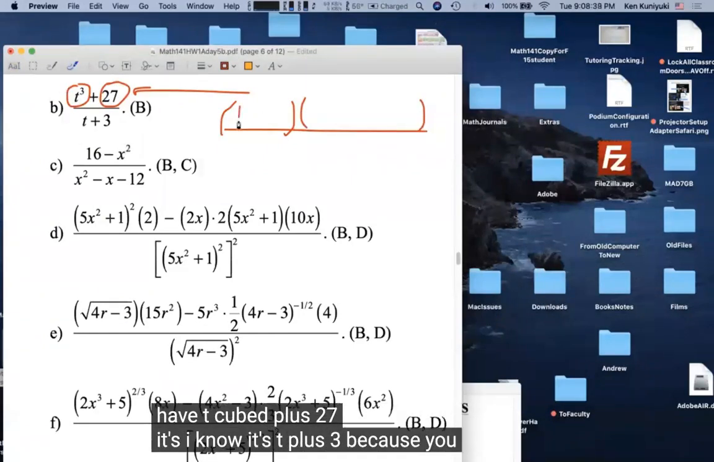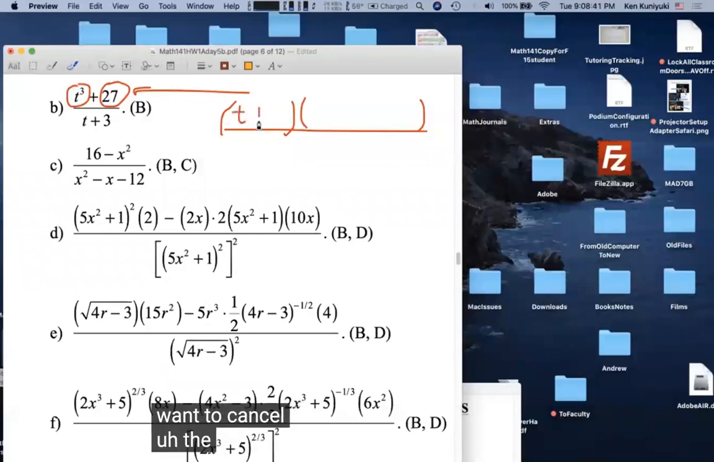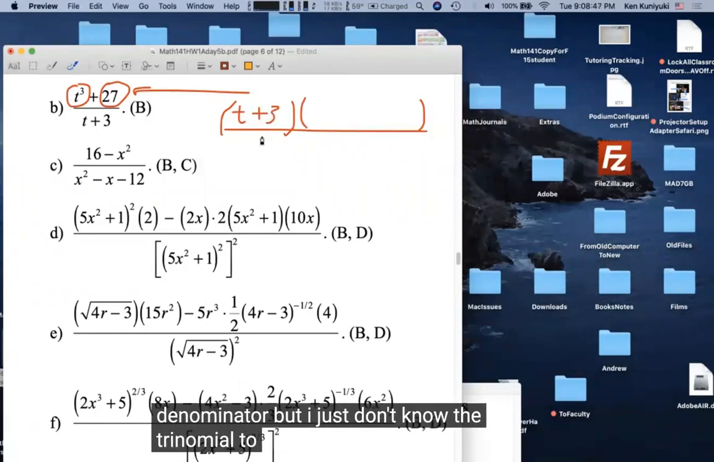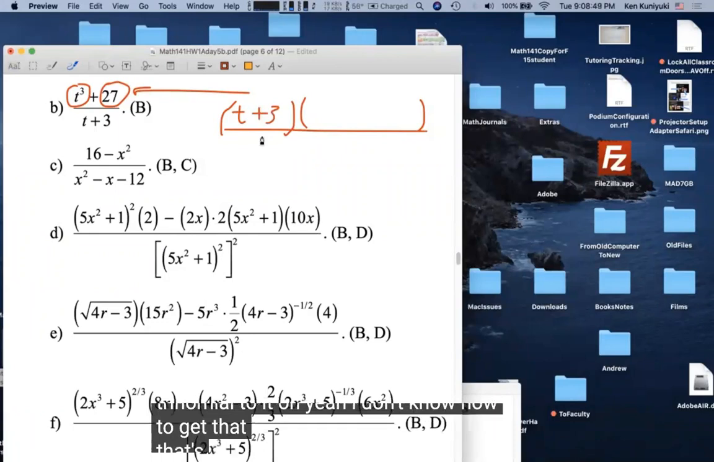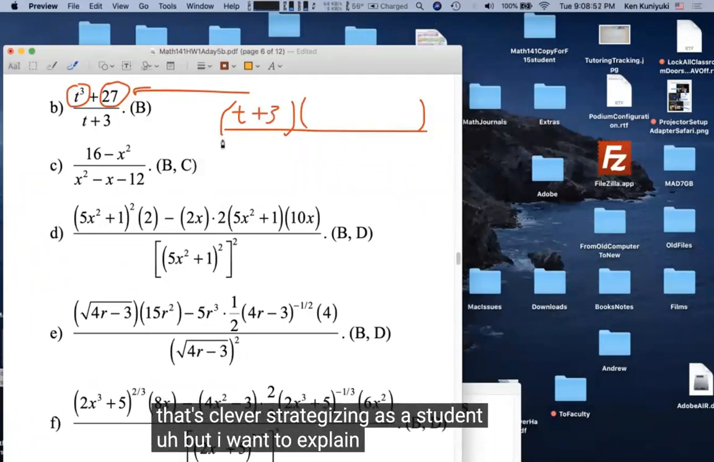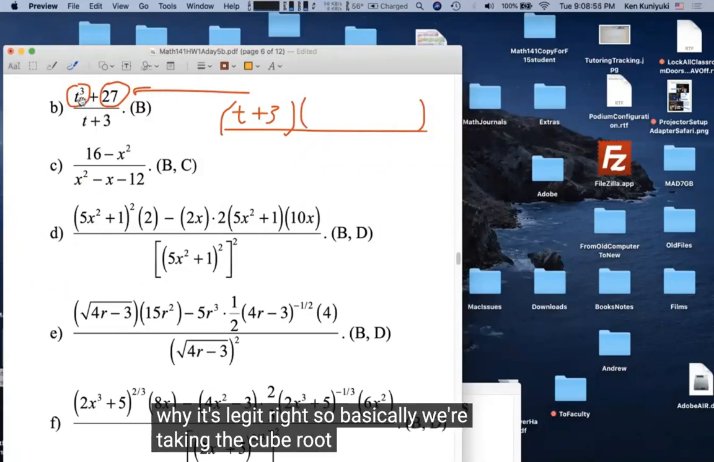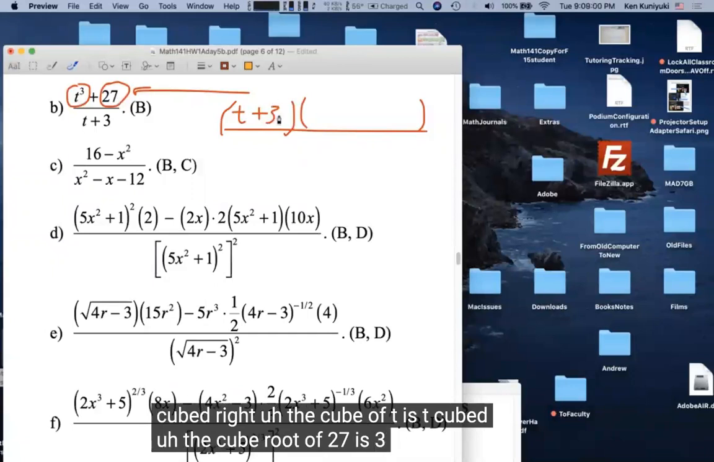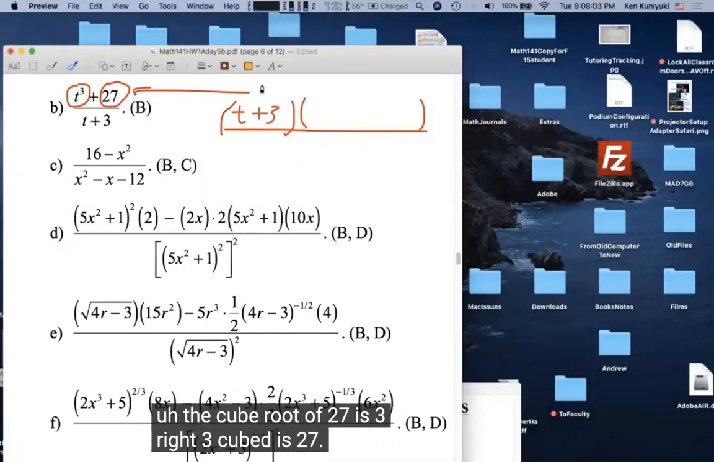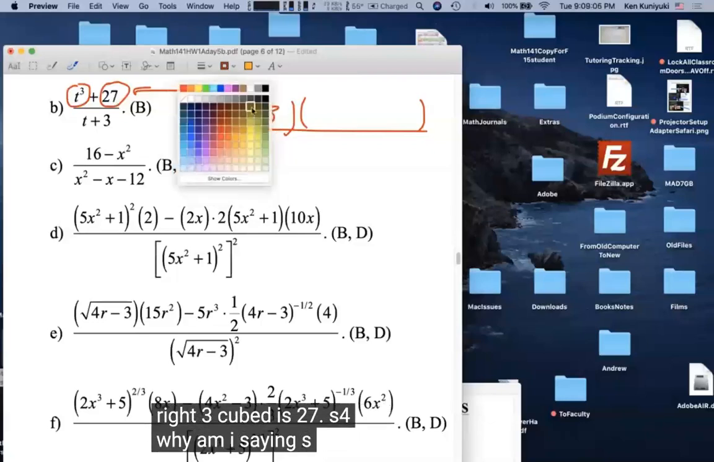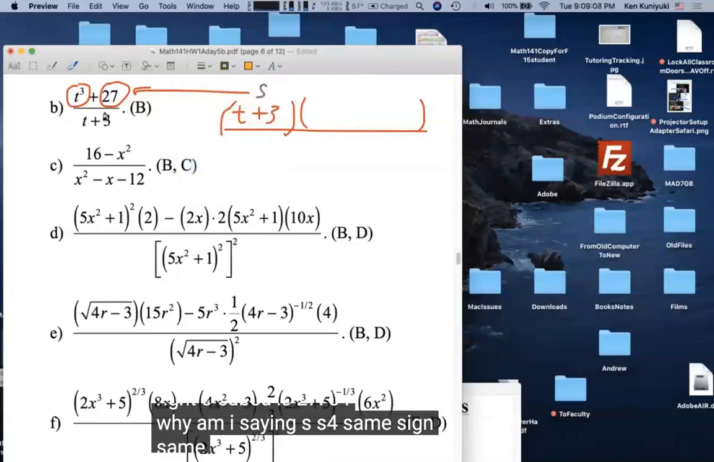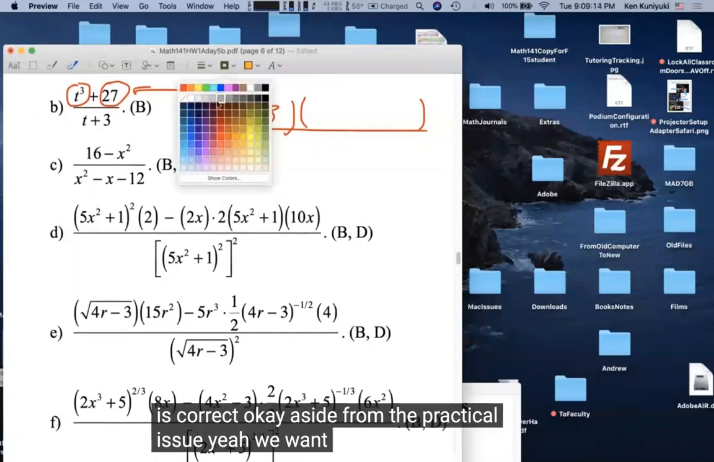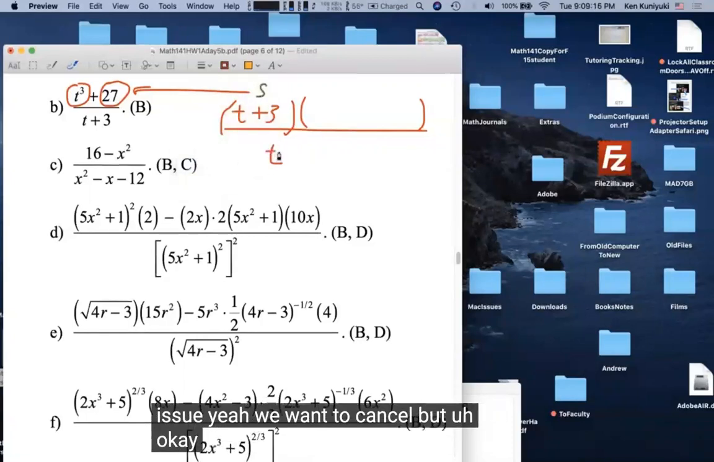I know it's t plus 3 because you want to cancel the numerator and the denominator, but I just don't know the trinomial to it. That's clever strategizing as a student, but I want to explain why it's legit. So basically, we're taking the cube root of t cubed. The cube root of t cubed is t. The cube root of 27 is 3, right? 3 cubed is 27. S for same sign, same sign as what's here. Okay, so you know why t plus 3 is correct, aside from the practical issue that we want to cancel, but that's too practical thinking.